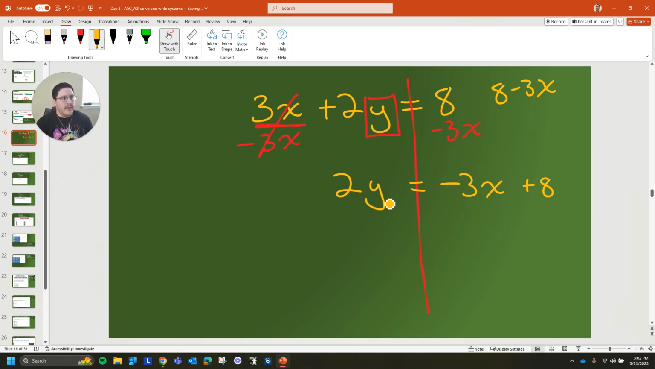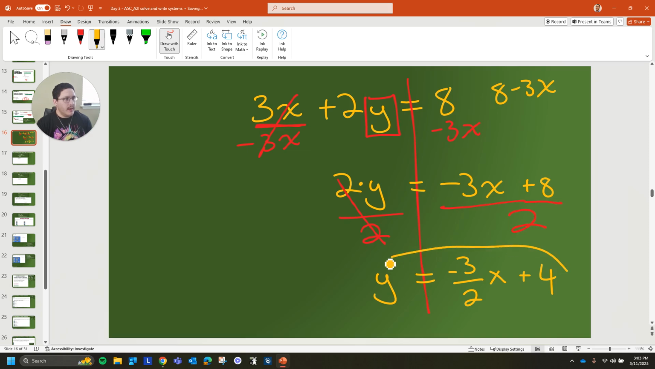Now, what's attached to this y is this 2, which is being multiplied to it. So the opposite of multiplication is division. I'm going to divide everything by 2. So negative 3 divided by 2, and then 8 divided by 2. The y will now be by itself. Negative 3 divided by 2, I'm not going to worry about it too much. I'm just going to leave it as a fraction with an x. 8 divided by 2 will turn into a plus 4.